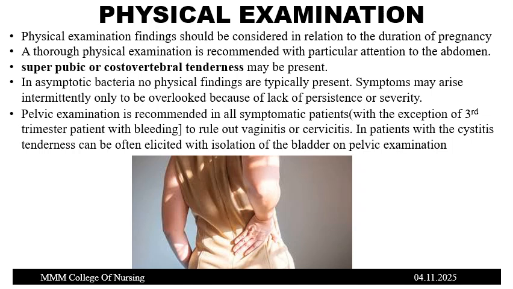So if it is cystitis, there will be tenderness over the bladder. If it is pyelonephritis, there will be suprapubic or costovertebral tenderness. A thorough physical examination with particular attention to the abdomen is recommended in case of UTI in pregnant women, except for women in the third trimester with bleeding. There we should suspect vaginitis and cervicitis. In other cases where the mother gives a history of flank pain, suprapubic tenderness, or costovertebral tenderness, you should consider a thorough physical examination.